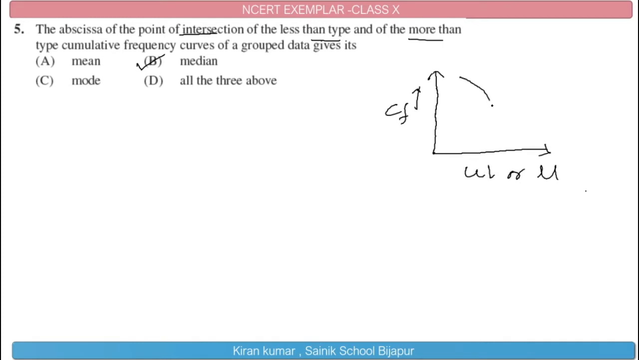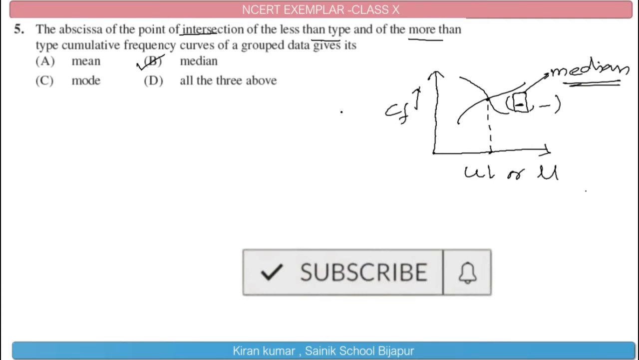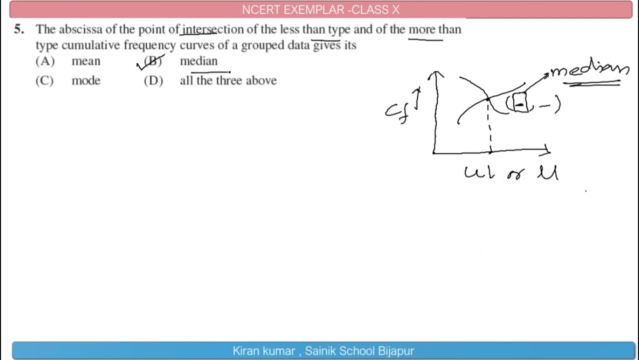When we have the curves, they intersect at a particular point. When we draw the perpendicular, the x coordinate, the abscissa, will give us the median. We have done this in the chapter. So option B is the right answer.